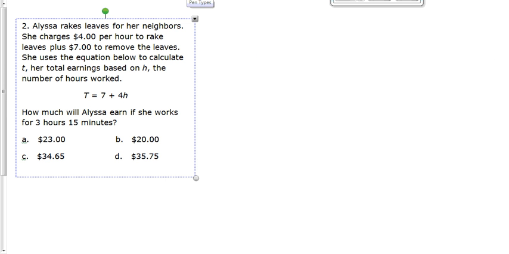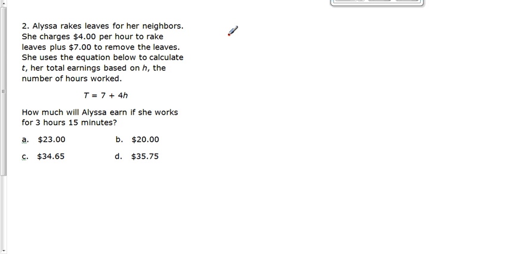Number 2. Alyssa rakes leaves for her neighbors. She charges $4 per hour to rake leaves plus $7 to remove the leaves. She uses the equation below to calculate T, her total earnings, based on H, the number of hours she worked. How much will Alyssa earn if she works 3 hours and 15 minutes? Well, guys, you need to look at this a little bit. I have to change those minutes to hours, okay?